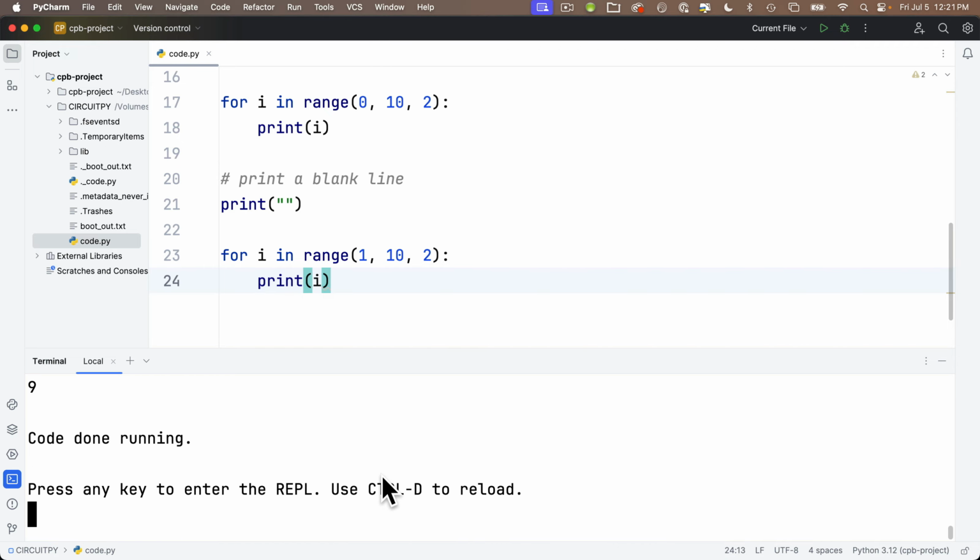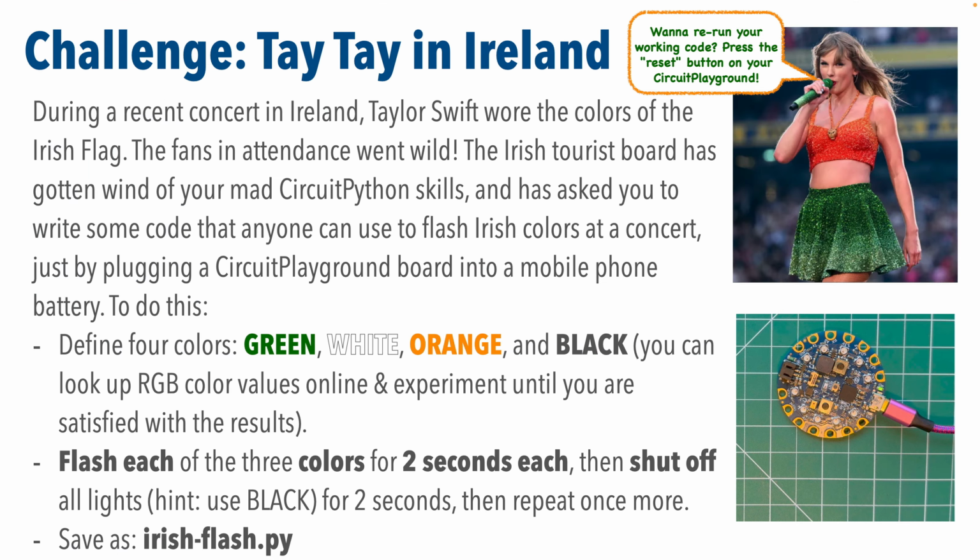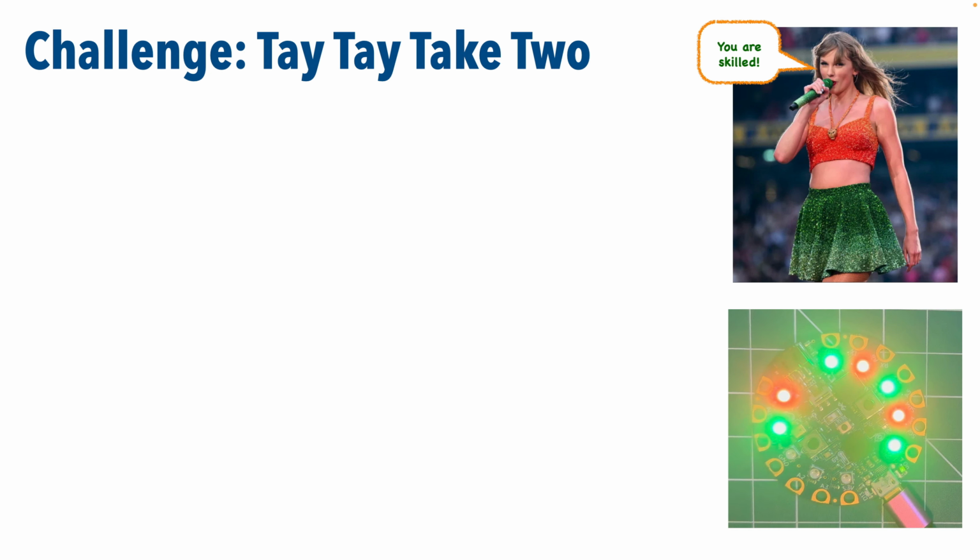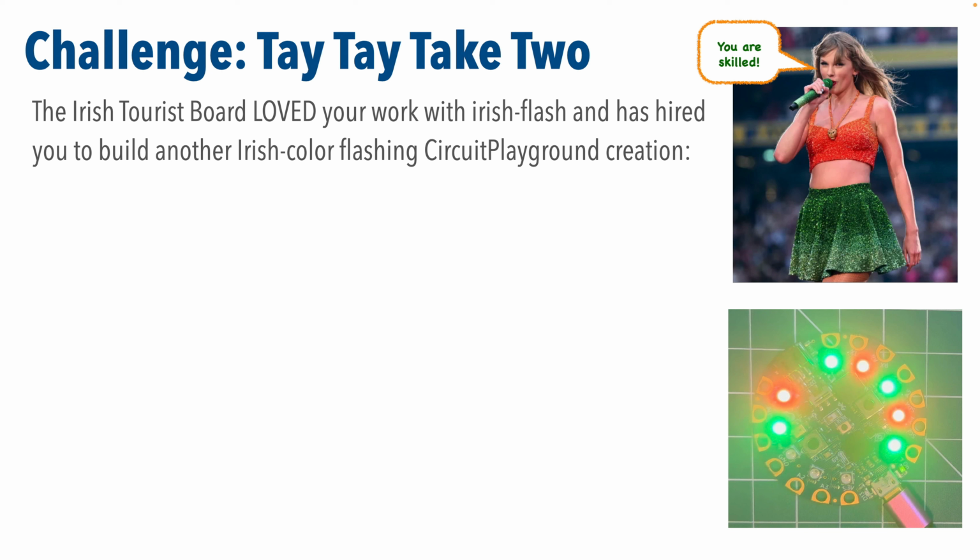So, armed with this knowledge, let's have another challenge. You might remember the earlier challenge from the Get Flashy lesson, which was Tay-Tay in Ireland. Well, this challenge is Tay-Tay Take 2. The Irish Tourist Board loved your work with the Irish Flash, and it has hired you to build yet another Irish color flashing Circuit Playground creation.